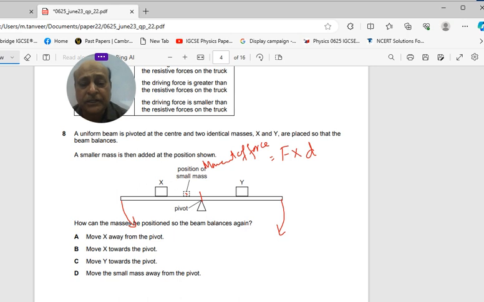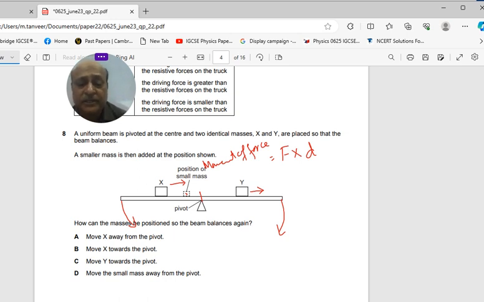There are two possibilities. Either you can move Y in this direction. If you move Y towards the right, the distance will increase. When the distance increases, its moment of force will increase, so its clockwise torque will increase and the beam will be balanced. Or you can decrease the distance of X from the pivot, that means you move X towards the pivot. Then the anticlockwise torque will decrease, and the beam will again be balanced.